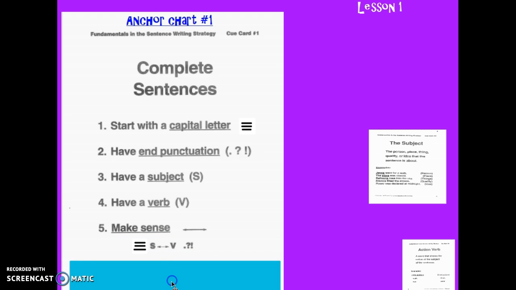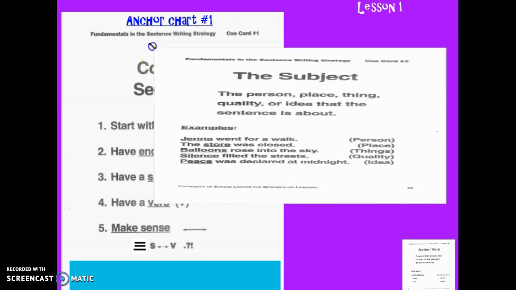Okay, so here are all the symbols that we're going to need to remember when we're marking our sentences. 3 lines for a capital, S for the subject, V for the verb, our end punctuation, and make sense. We won't use the arrow, but we're just going to check and make sure our sentences make sense. Okay, so let's look at subjects first.